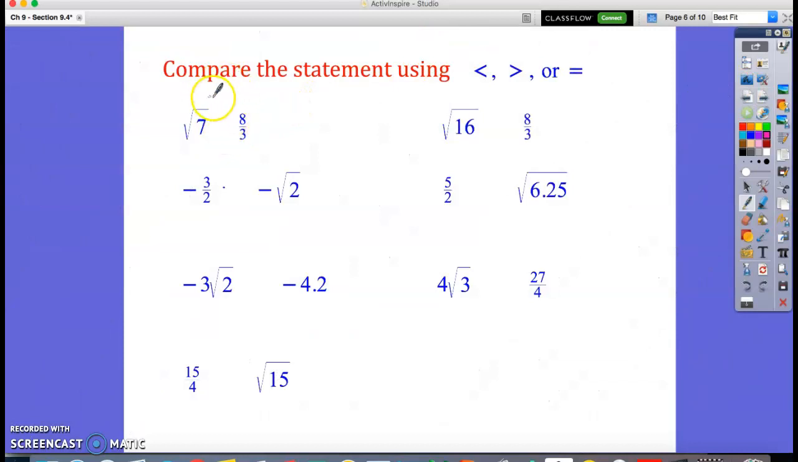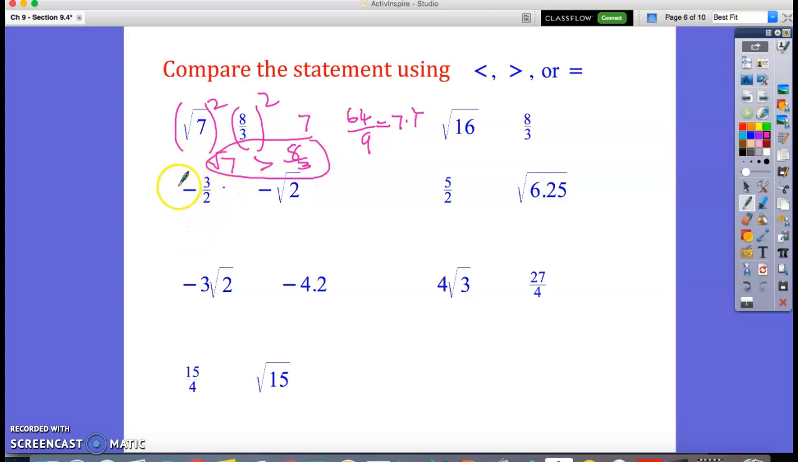So compare the statement. If you are given a square root of a number and another number, the best way to tackle this kind of problem is to square both the numbers. So if I square the square root of 7, I get 7, and the square of 8 over 3 is 64 over 9. 64 over 9 is what? 7.1 repeating, right? So 7 is bigger than 7.1 repeating, so square root of 7 is greater than 8 over 3.